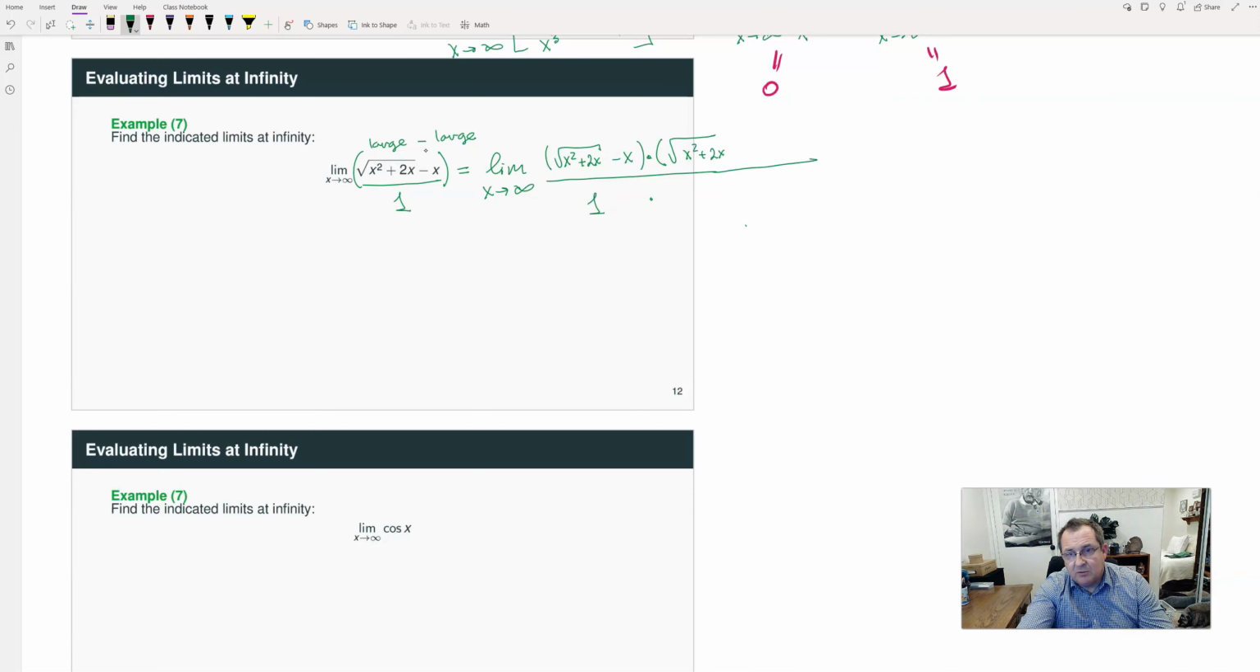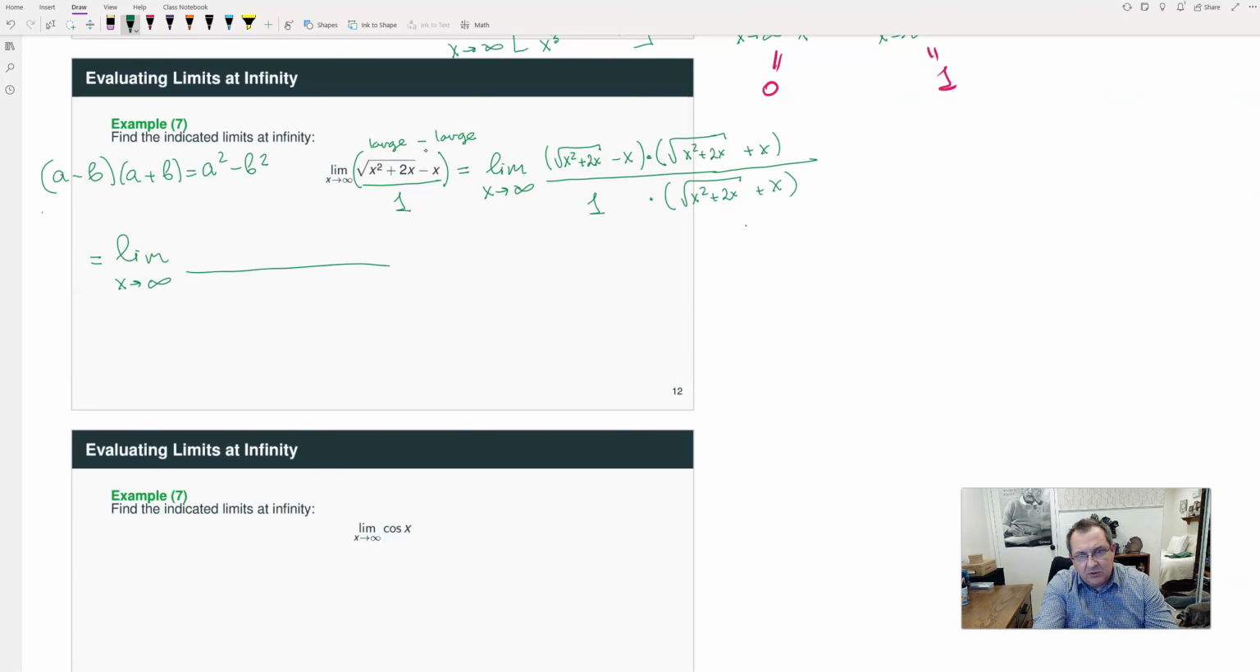In that case, it would be square root of x squared plus 2x plus x. We'll put it in the numerator. We'll put it in the denominator. And then we work out the expressions. Now, the way the conjugates work is that if you start with a minus b and multiply by a plus b, the result is a squared minus b squared. So that is the formula that we use in the numerator.